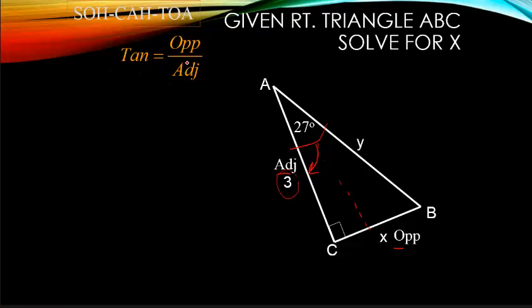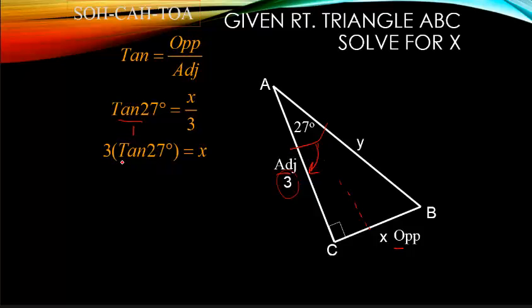Write your definition. Fill in the parts. My degree is 27. Opposite is x. Adjacent is 3. Make a proportion if you need to. So 3 times the tangent of 27 is x. What is the tangent of 27? I punch in tan 27, enter, and I get 0.5095. I got to multiply that by 3.